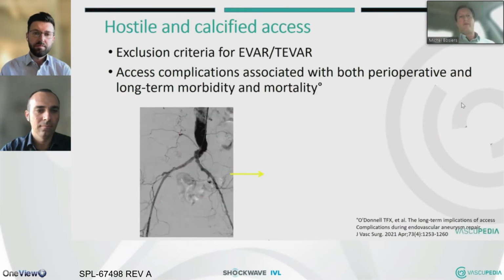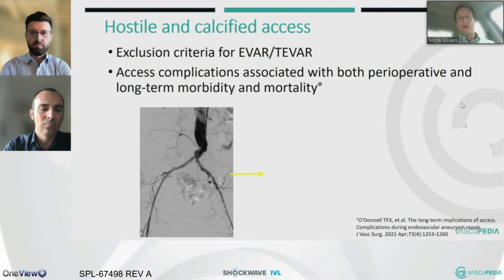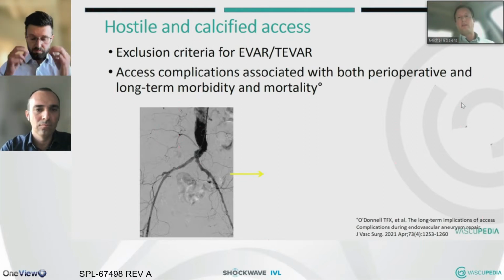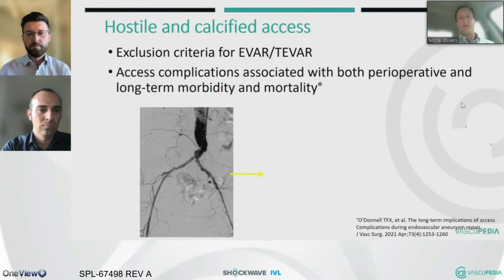The problem we face nowadays with hostile calcified access is that it used to be an exclusion criteria for EVAR and TVAR, still is. And we know that if we encounter complications, they are associated with not only perioperative, but also long-term morbidity and mortality. This is, for example, a case.